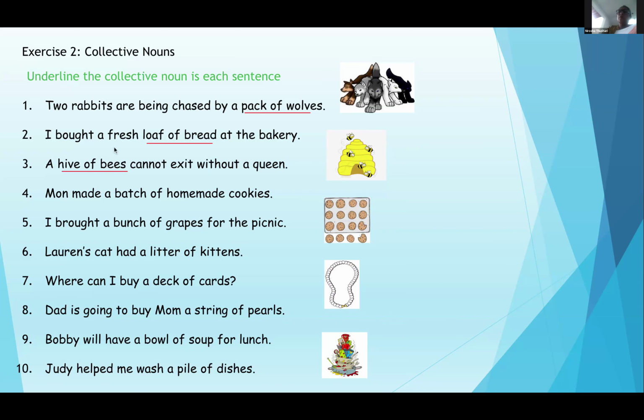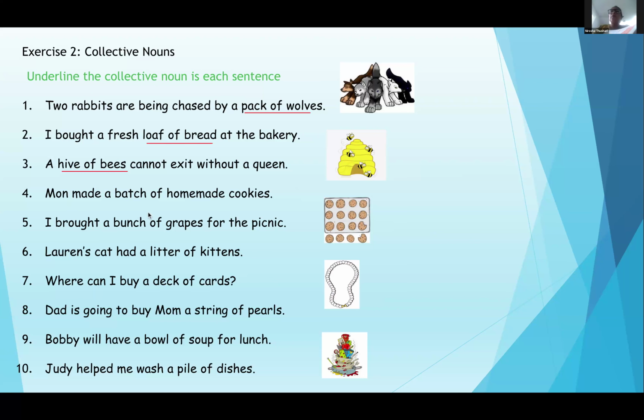The main noun here is bees, which are the insects flying with the stripes of yellow and black. A hive of bees is what you usually see, like the home of the bees, where the bees collect the honey, and it's also where they live and where they are born. All right, good job so far. For the fourth sentence: Mom made a batch of homemade cookies.